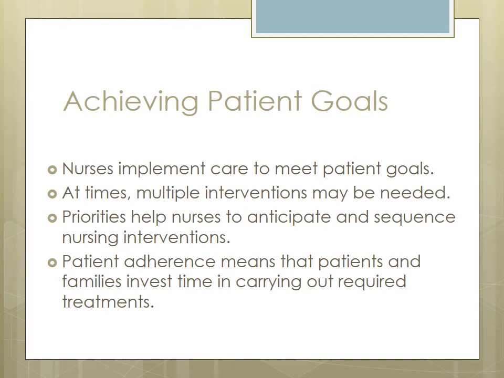We're going to implement the care that meets the goals for our patient. We're going to have multiple interventions. Most schools will require you to have anywhere from at least 3. Some will require you to even have as many as 5. Priorities help us to anticipate the sequence of nursing interventions. Make sure you adhere to the needs of the patient and families, because patient adherence means that patients and families invest time in carrying out required treatments.